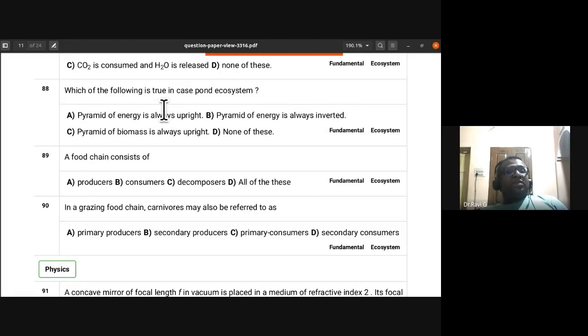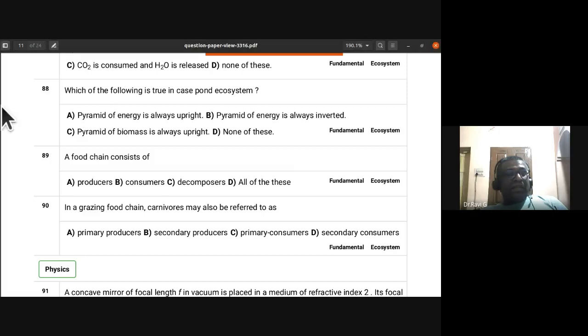Which of the following is true in case of a pond ecosystem? Pyramid of energy is always upright. Pyramid of energy is always inverted. Pyramid of biomass is always upright. None of these. So which of the following is true in case of a pond ecosystem?